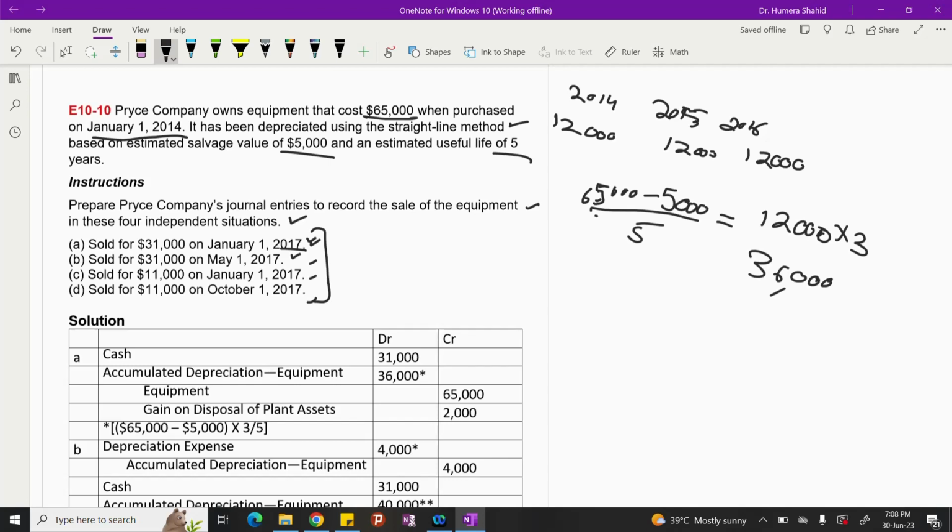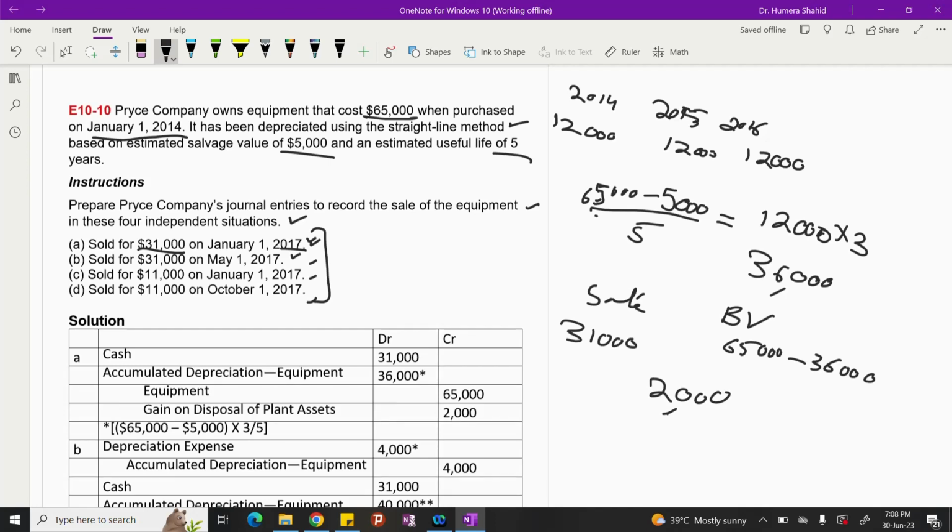Okay, so let's check, do we have a gain or do we have a loss? We are selling it for 31,000. Let's check sale and book value comparison. So sale price is 31,000. What is the book value? Cost minus accumulated depreciation. So cost is 65,000. Accumulated depreciation is 36,000. So we have actually a gain of 2,000.